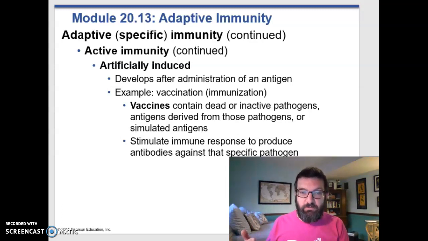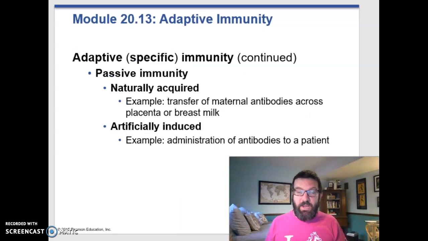You still have an immune response. In passive immunity, you don't have an immune response because you were never exposed to the antigen either naturally or artificially. You receive somebody else's antibodies. You did not produce the antibodies yourself.